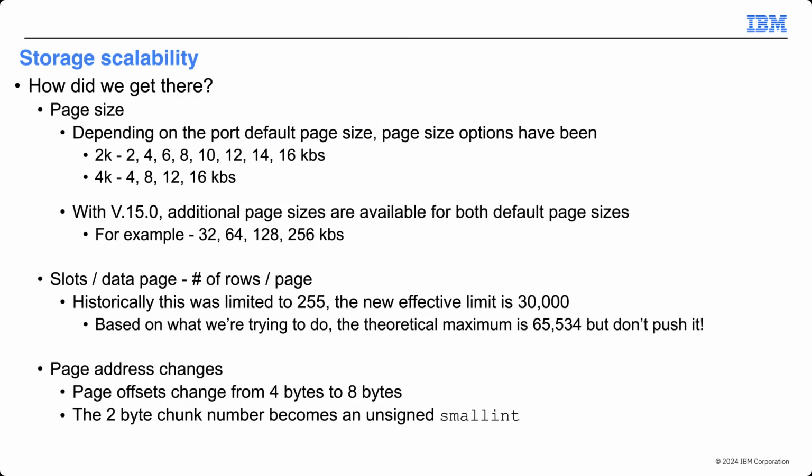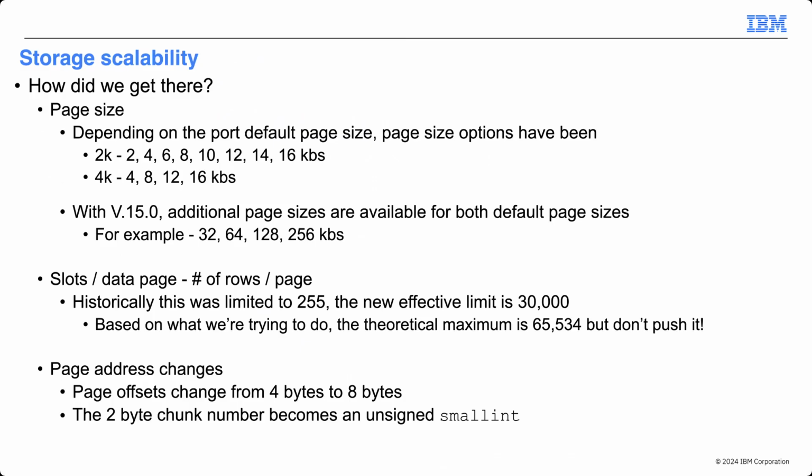Well, it's great that I've got a 256K page, but I can only store 255 rows on a page, right? Not in 15. So the 255 rows per page limit has been increased to an effective limit of about 30,000. Now, theoretically, you can go up to 65,000 rows per page, but please don't try. We haven't done much testing above 30,000 rows per page. So unless you want to be a brave pioneer, don't push the limit here.